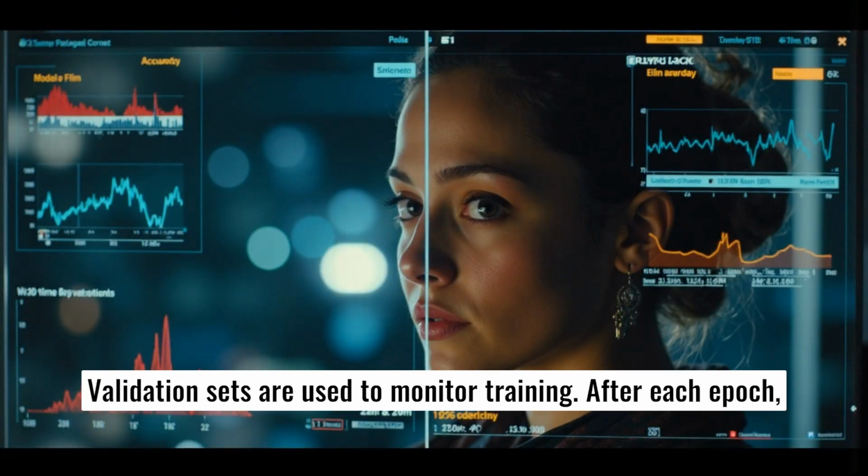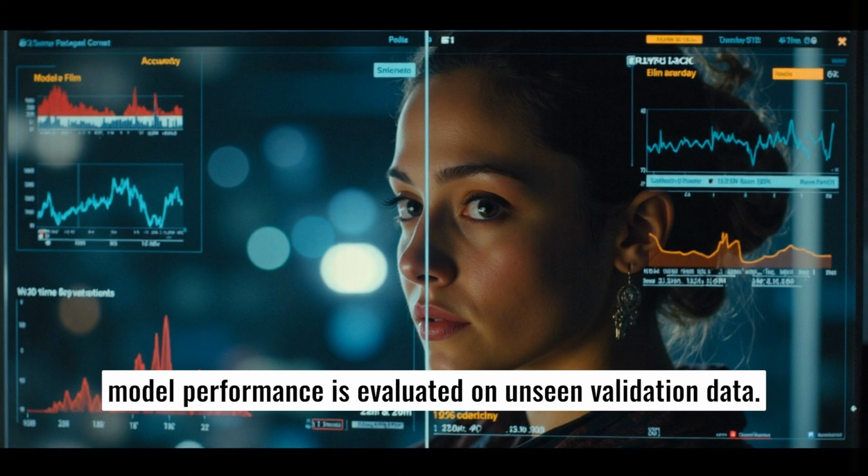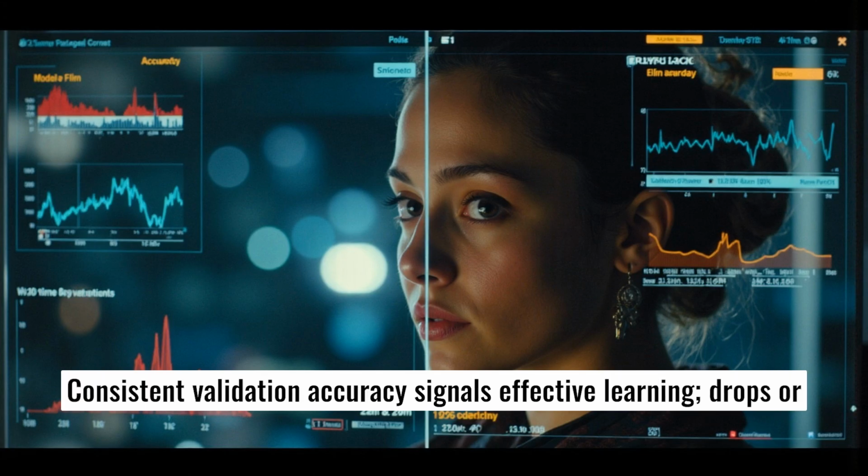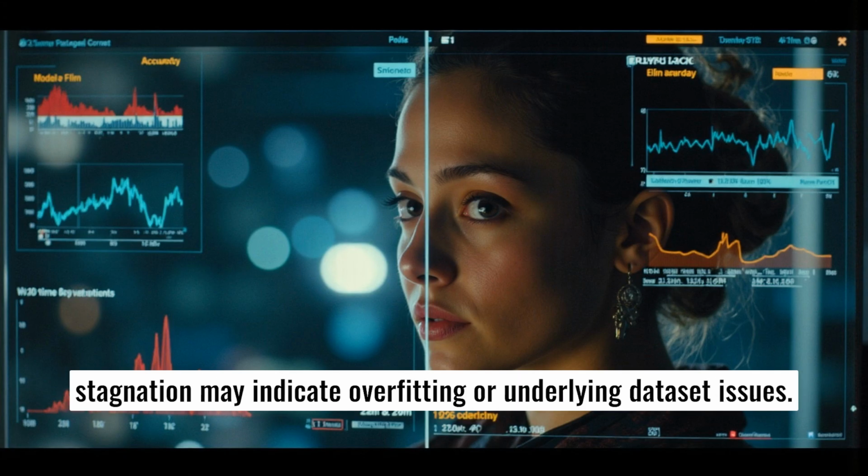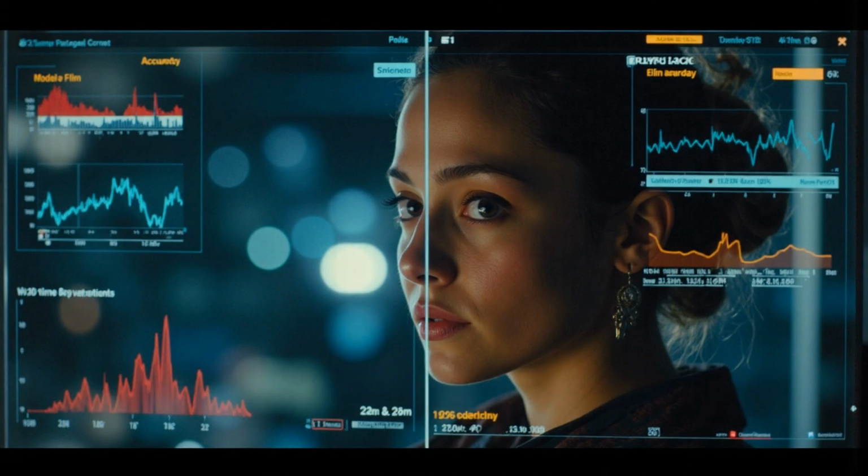Validation sets are used to monitor training. After each epoch, model performance is evaluated on unseen validation data. Consistent validation accuracy signals effective learning. Drops or stagnation may indicate overfitting or underlying dataset issues.